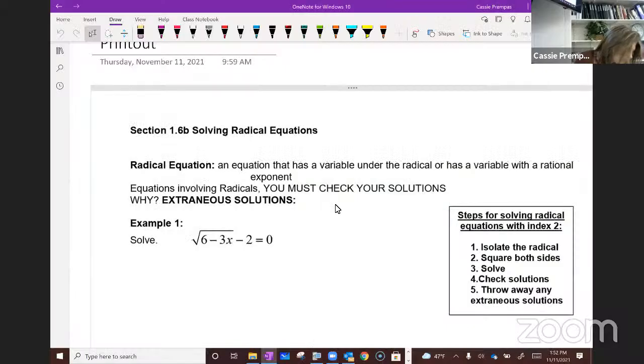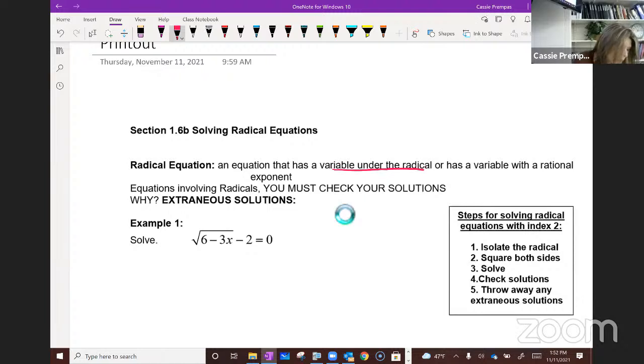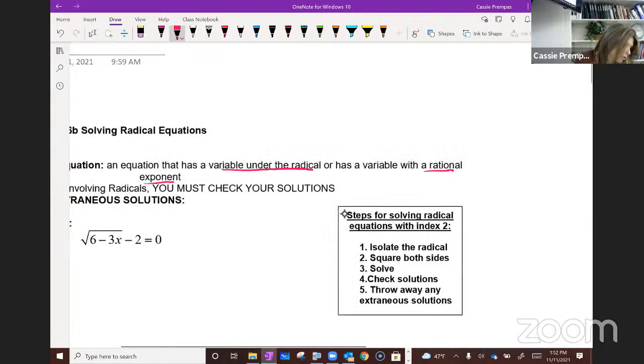And we'll go ahead and get started. So today we're looking at equations involving radicals, and you know you have a radical equation when there's a variable under the radical, or the variable has a rational exponent. Do you guys remember that rational basically means like a fraction? Fractional is how I like to look at it. So let's dive into what that means just a little bit more before we start.